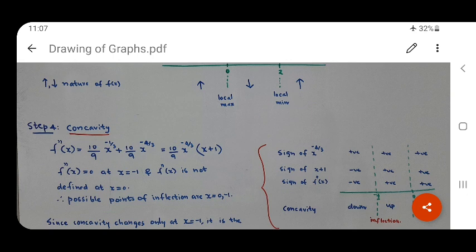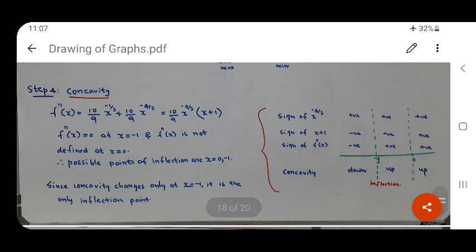And concavity: f double dash is not defined for x equal to 0 and it is equal to 0 at x equal to minus 1. So x equal to 0 and x equal to minus 1 are the two possible points of inflection. By finding the sign of f double dash, we have seen that it is negative in minus infinity to minus 1, so it is concave down. Minus 1 to 0, it is positive, therefore concave up. And again 0 to infinity, it is positive, so concave up. Observe that the concavity changes only at minus 1, from down to up, and there is no change of concavity at x equal to 0. So the only point of inflection is x equal to minus 1.